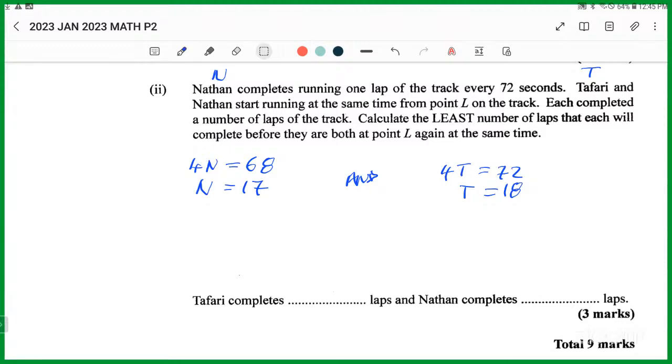Yeah, so they're both running for the same time. Just that one will run 1 lap more than the other, because Tafari is going faster. So he's lapping him. He's going faster each lap by 4 seconds. So you want to know how many 4 seconds add up to the total time that the other guy takes to run a full lap, so that the two of them end up at the same point again in the race. You get me?